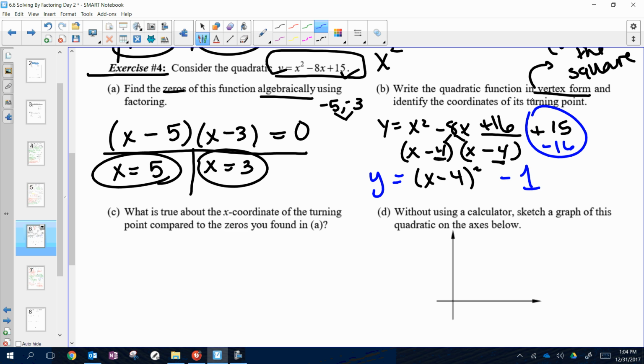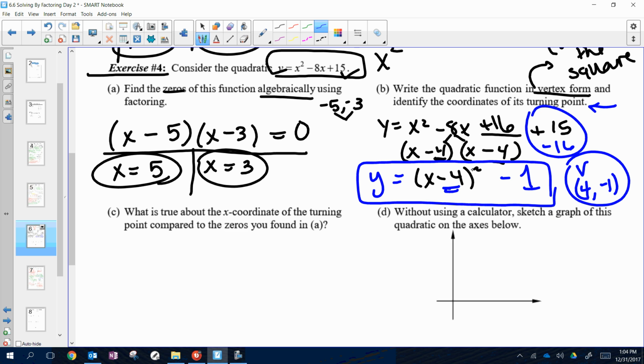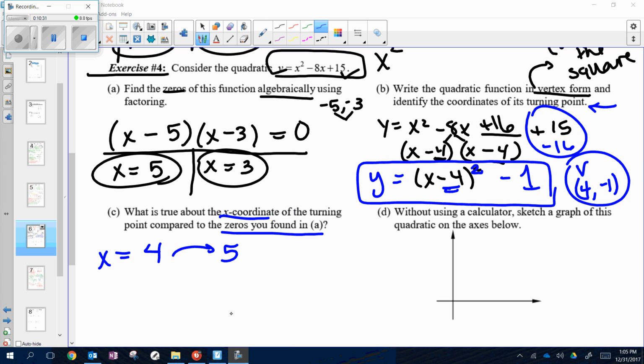My vertex, write the function in vertex form, identify the coordinates of the turning point or vertex. My vertex is change the sign on the 4, -1. So here's vertex form. Don't lose the square here. You created a perfect square right there. What is true about the x-coordinate of the turning point compared to the zeros you found in A? Well, if you look, the x value of the vertex is 4, and the zeros were at 5, which is 1 that way.